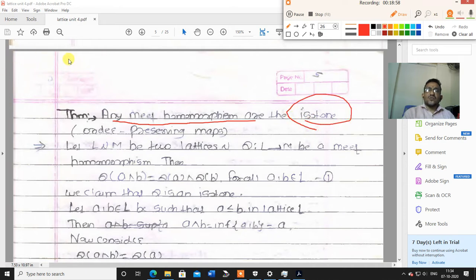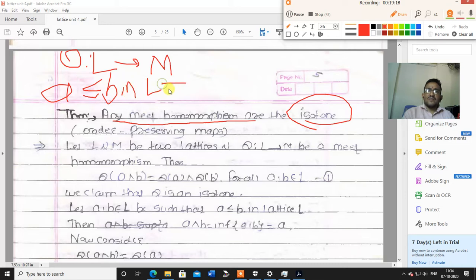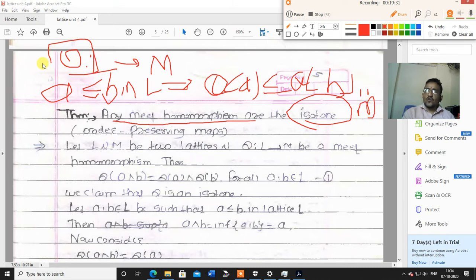Now, what is isotone? We define a function here. Suppose theta is a function defined from L to M. This function is said to be isotone, or order preserving, whenever A is related to B in lattice L, this implies the image of A is also related to the image of B in M. Then such a mapping is said to be isotone, or we can say an order preserving map.